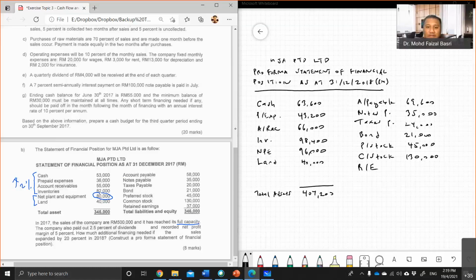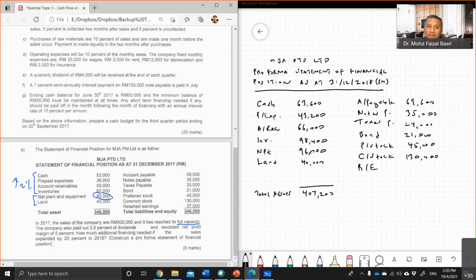So that's why for net plant and equipment, we increase from 80,000 to 96,000, because it's already reached its full capacity. Now, sometimes they use the words operating at maximum capacity. They may use the word full or maximum. If it's full or maximum, we increase. If it's not, then it remains the same, so this 80,000 will remain the same. For land, we're going to leave it constant because this is not an operations asset.